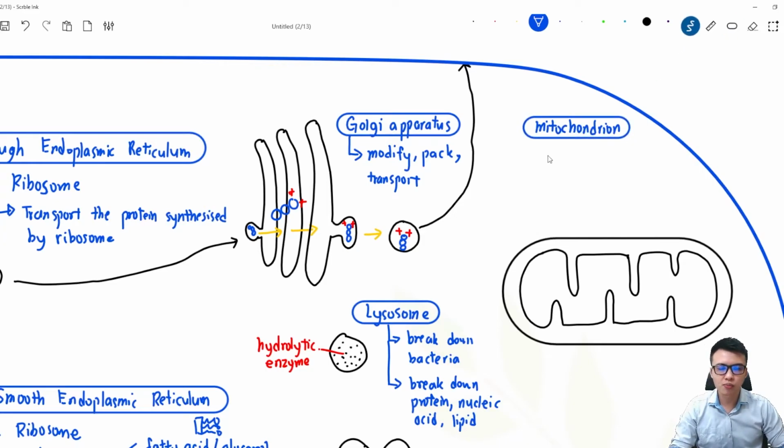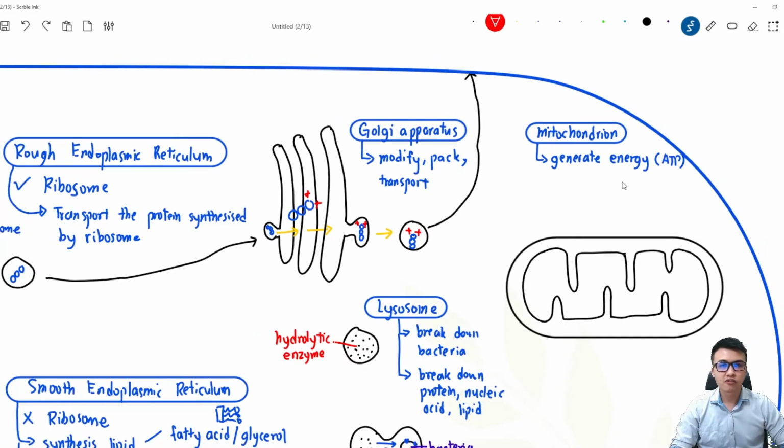Now, as you guys know, the mitochondrion is the powerhouse of the cell. That means it can produce energy, correct? It generates energy. The full name of ATP is adenosine triphosphate. So the mitochondrion is able to produce adenosine triphosphate.